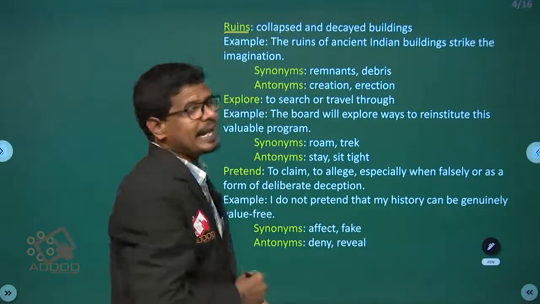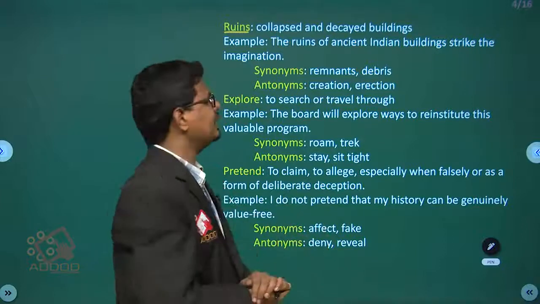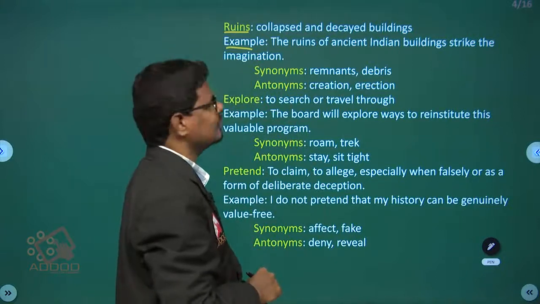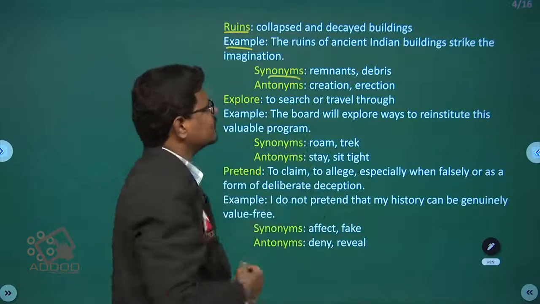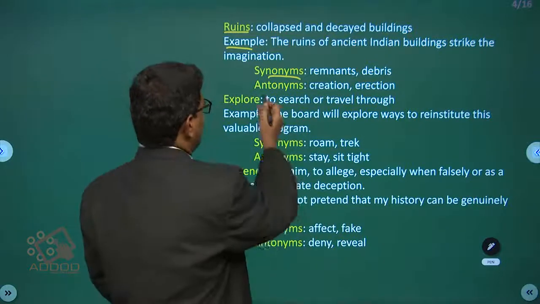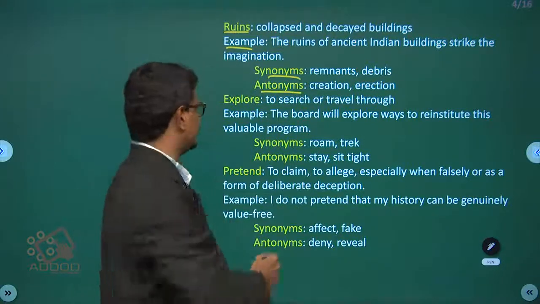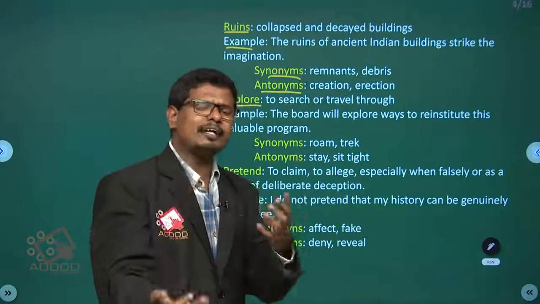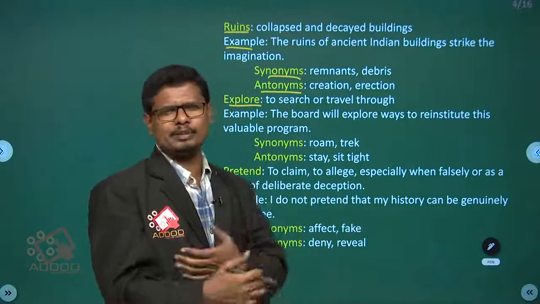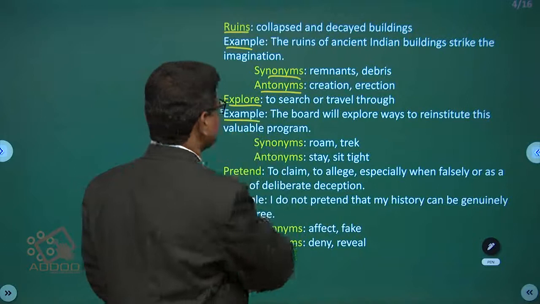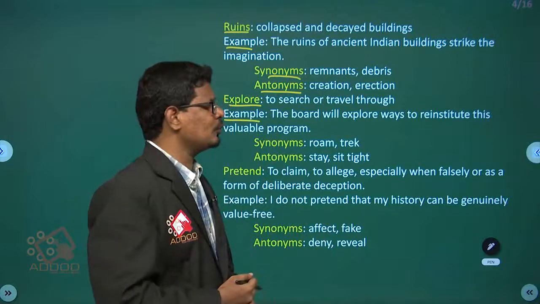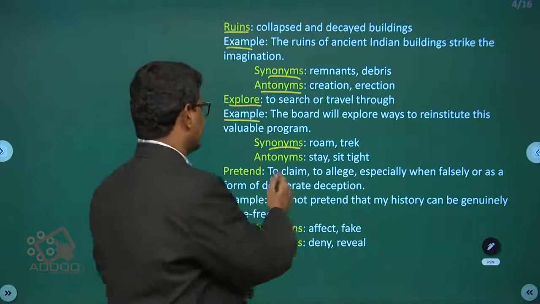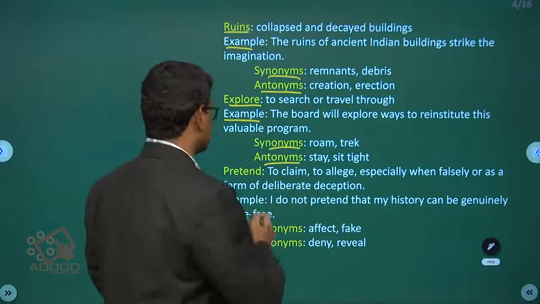Ruins: collapsed or decayed buildings, destructed buildings. Example: the ruins of ancient Indian buildings strike the imagination. Synonyms: remnants, debris. Antonyms: creation or erection. Explore: to search or travel through, to know a little or to try to know about the place where you are exploring. Example: the board will explore ways to reinstitute this valuable program. Synonyms: roam or trek. Antonyms: stay or sit tight.